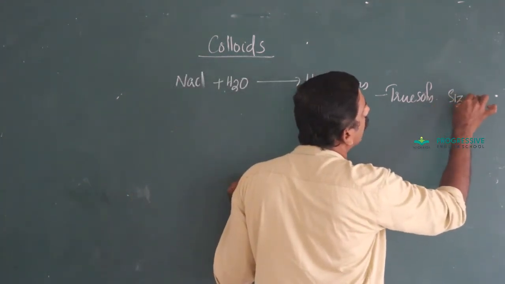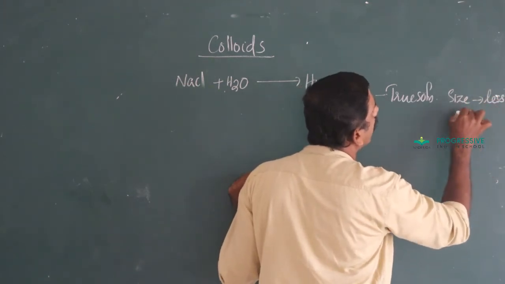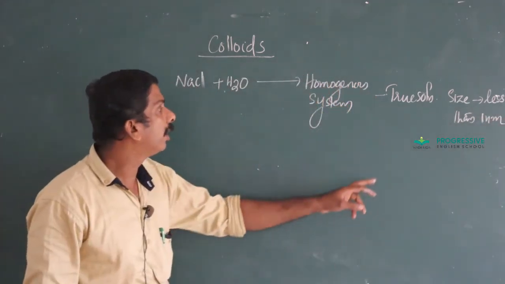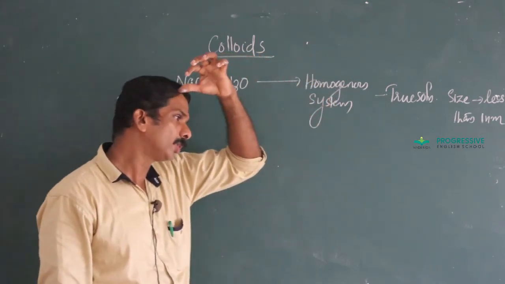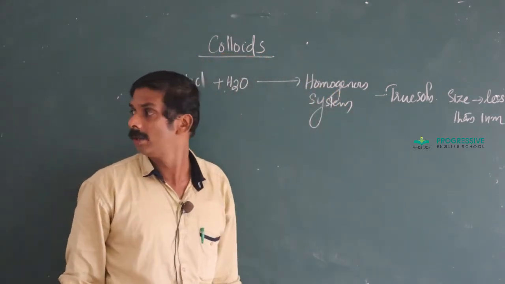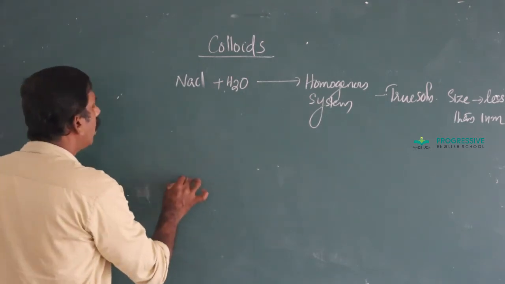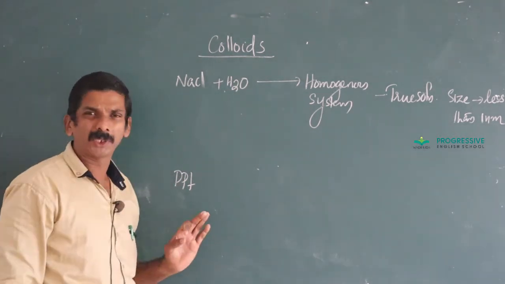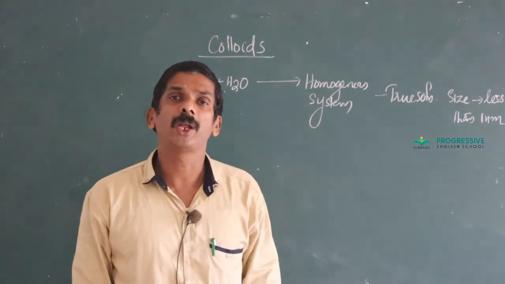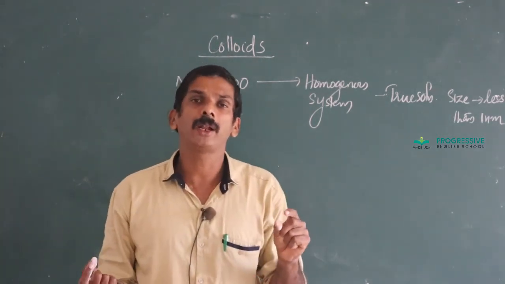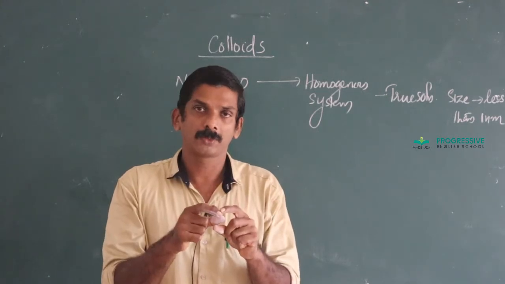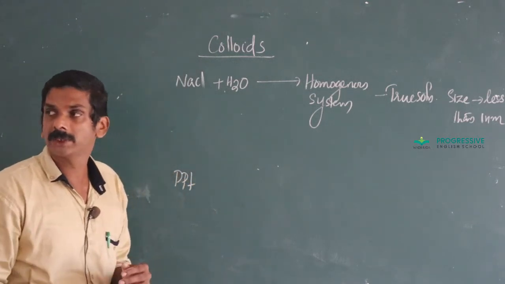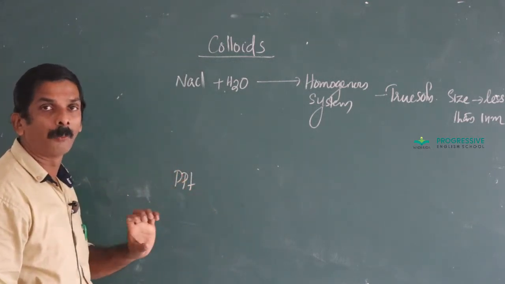The size of a true solution particle is less than 1 nanometer or 10 angstrom units. And precipitate: normally it is a solid phase separating from a solution. When silver nitrate and sodium chloride are allowed to mix, immediately you get a white curdy precipitate of AgCl. That solid phase separated from a solution is called a precipitate.